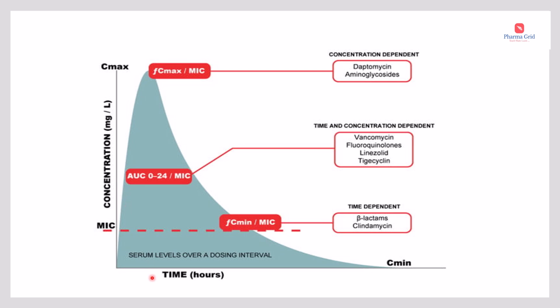Concentration, that is the drug concentration versus time curve. Here you can see the MIC, which is the minimum inhibitory concentration, and this is the Cmax. Examples for concentration dependent killing or concentration dependent antibiotics include aminoglycosides, daptomycin. Then time dependent antibiotics include beta-lactam antibiotics, clindamycin. Then time and concentration dependent antibiotics. Examples include vancomycin, fluoroquinolones, linezolid, and tetracycline.